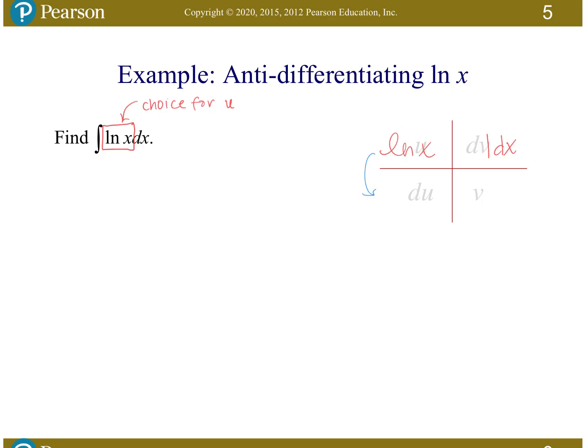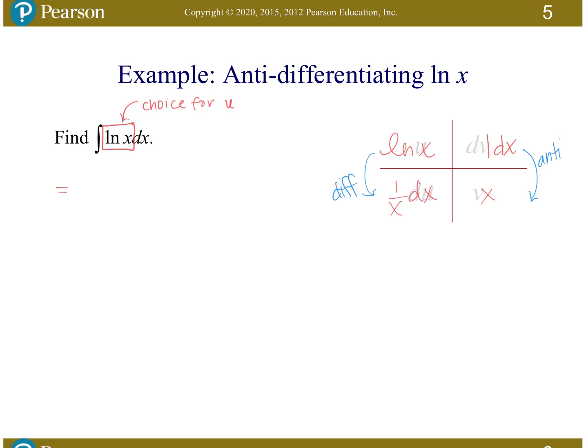So I work my way through the differentiation process. So that would be 1 over x times dx. And then I would take the anti-differentiation process, which is going to give me just x. And then I reassemble my parts, my puzzle pieces, to get me back with what the actual antiderivative of natural log of x is.